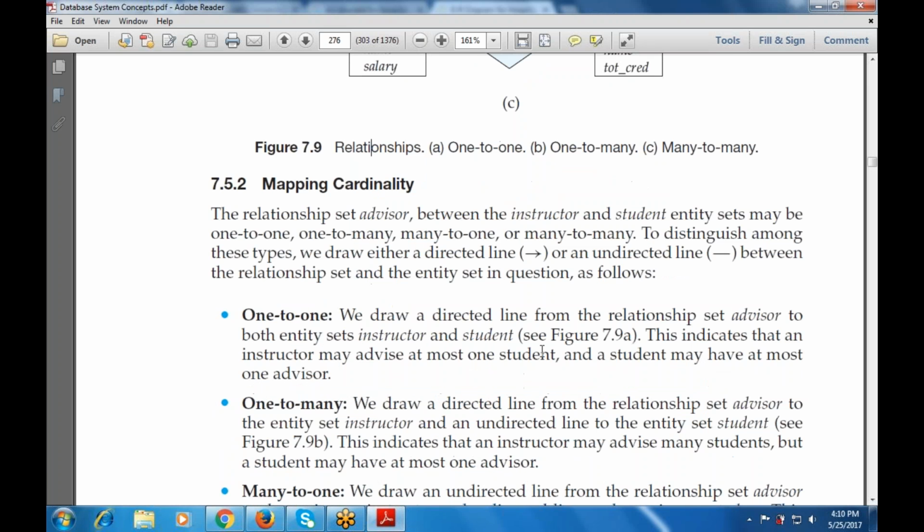So we draw a directed line from the relationship set advisor to both entity sets, instructor and student. This indicates that an instructor may advise at most one student, and a student may have at most one advisor. Maximum is one, not above that.